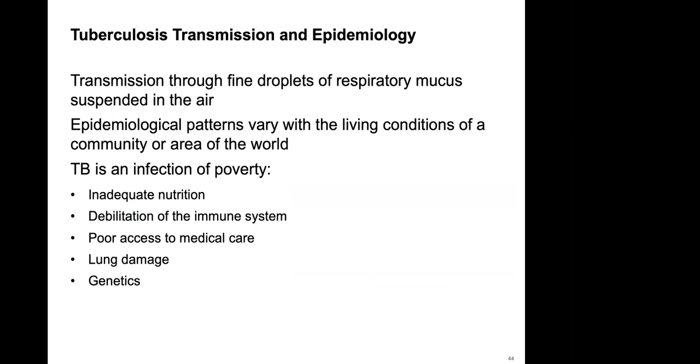Transmission is through fine droplets of respiratory mucus suspended in the air, so essentially spread aerosolized. Epidemiological patterns vary with the living conditions of a community or area of the world. TB is an infection of poverty, where you have inadequate nutrition, debilitation of the immune system, poor access to medical care, lung damage, and overall genetics.